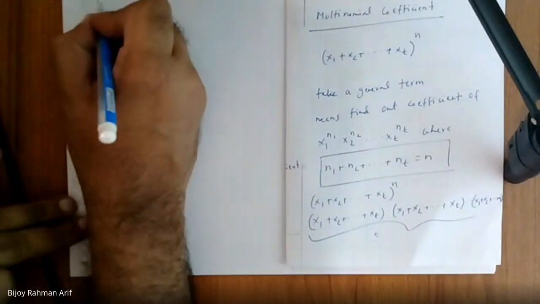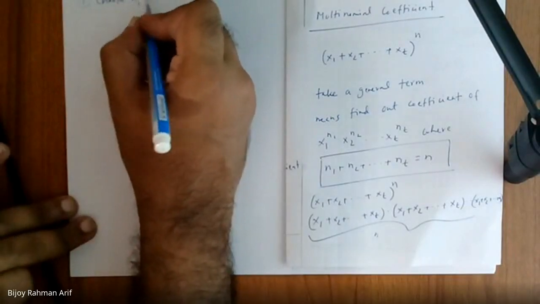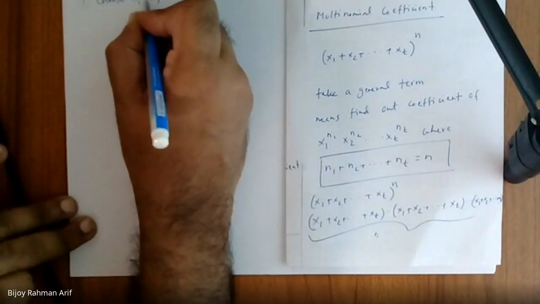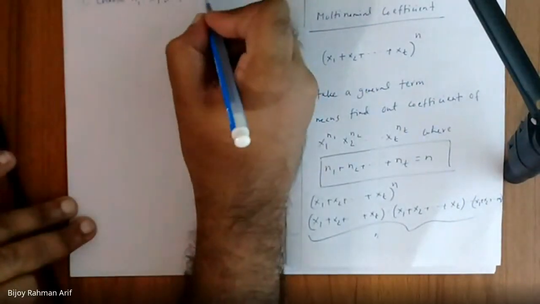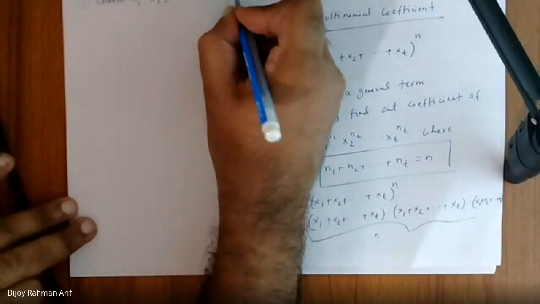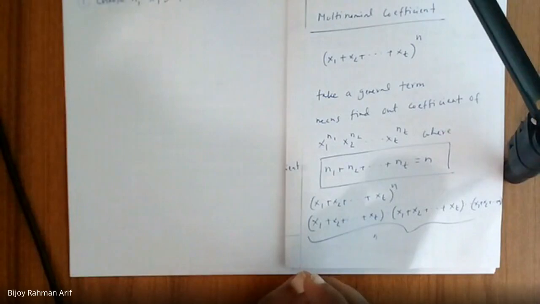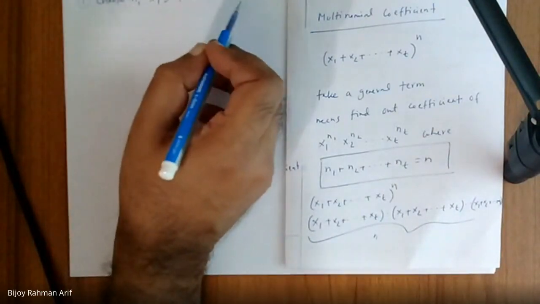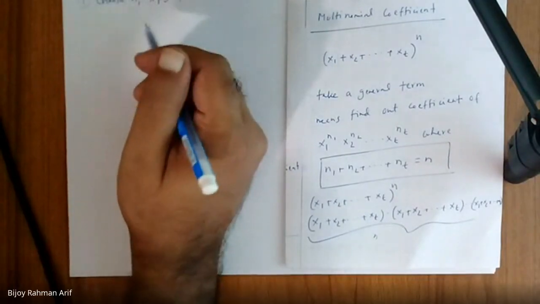Choose N1 X1s from a total of N. So what would be the number? Tell me. Choose N1 X1s from a total of N. So what will be the answer? Simple.